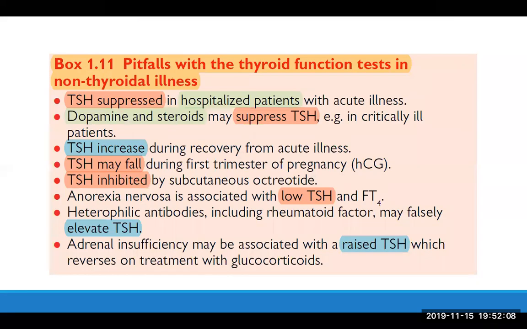This is about very important pitfalls with thyroid function tests. Usually, the interpretation of thyroid function tests is straightforward. TSH is low and FT4, free thyroid hormone, is elevated: this is thyrotoxicosis. And the opposite, TSH is high and free thyroid hormone is low: this is hypothyroidism. Subclinical is when TSH is elevated or low, but thyroid hormone is normal.